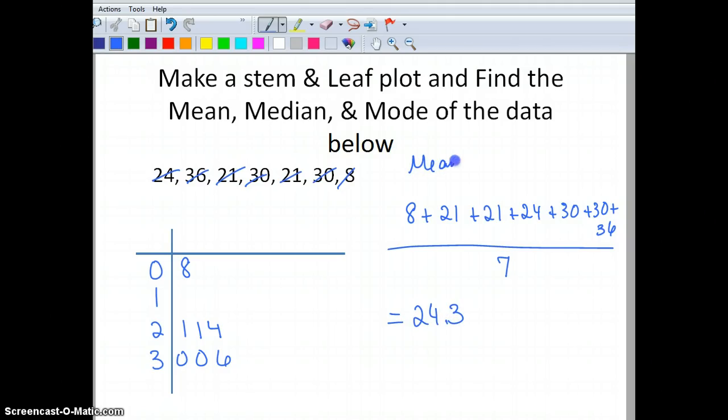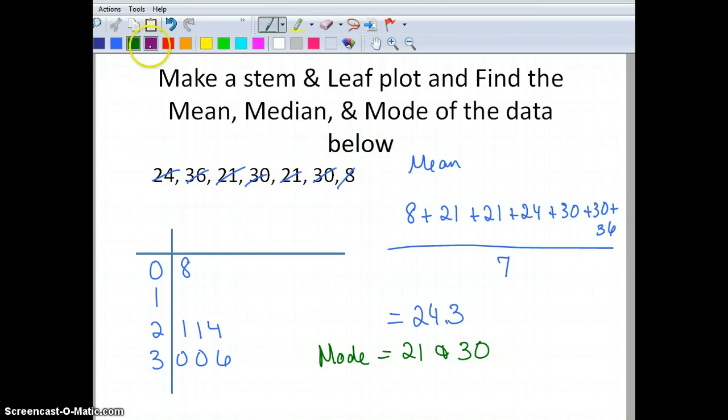So once again, that was to find the mean. Now the mode is the number that occurs the most. Now when I look through here, I have 2 leaves in the stem of 3, it was 0. And I also have 2 21s. So my mode in this case would be 21 and 30.